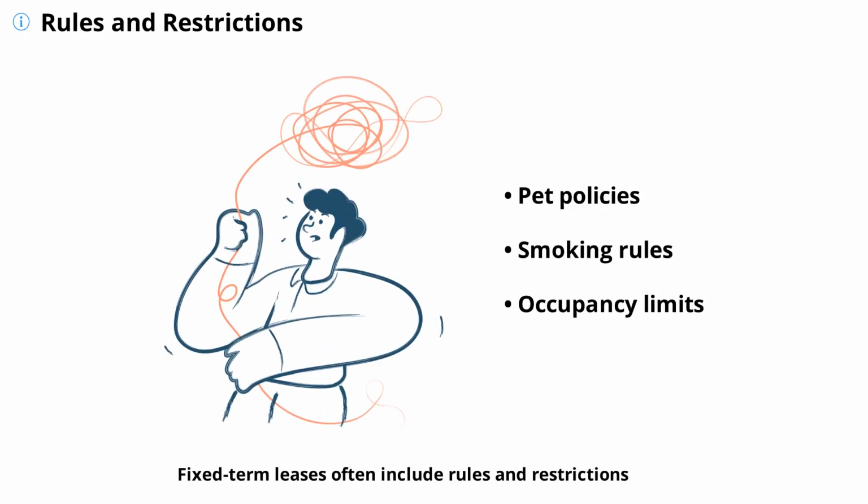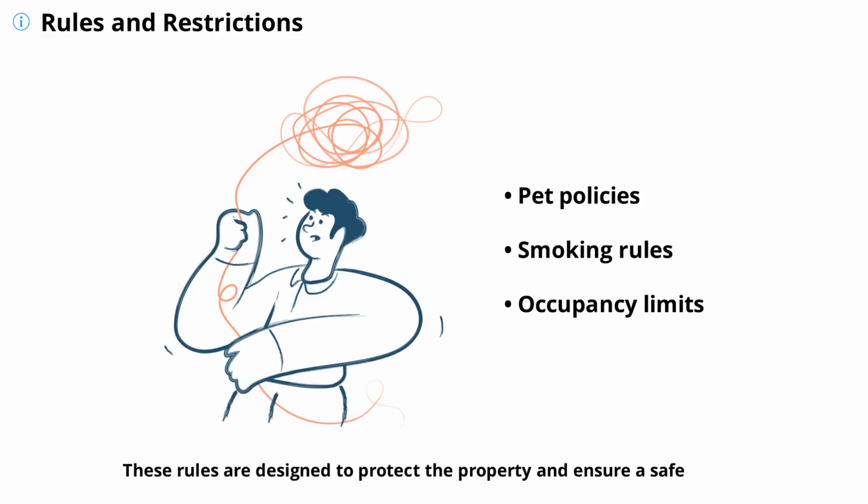Fixed-term leases often include rules and restrictions, such as whether pets are allowed, smoking policies, or limits on the number of occupants. These rules are designed to protect the property and ensure a safe, comfortable environment for everyone. Make sure you understand and agree to all rules before signing the lease.